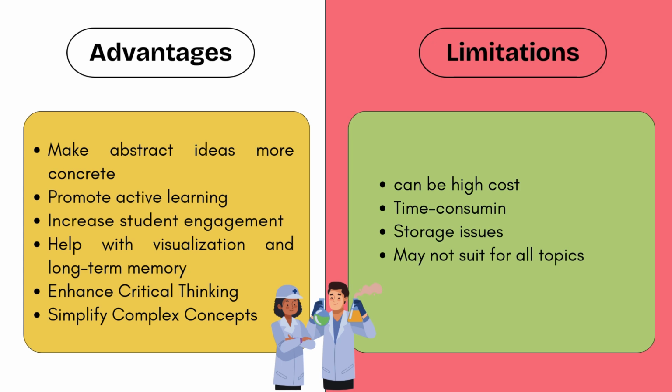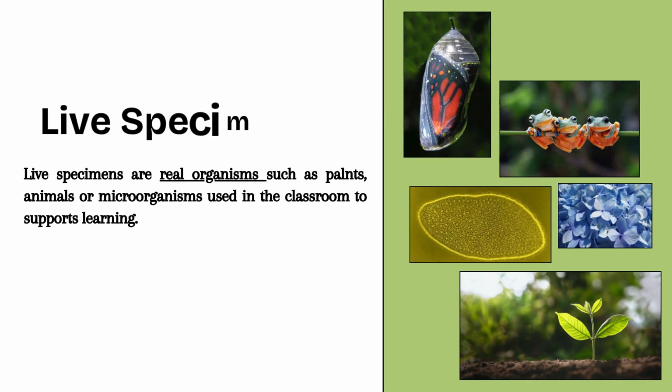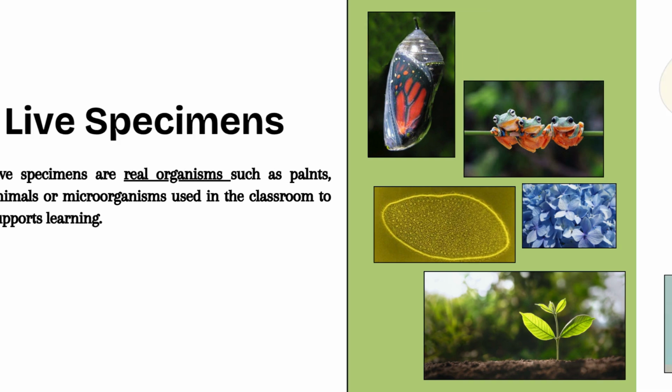Now that we understand models, let's move on to the next teaching aid, live specimens. Do you remember in the classroom when the teacher used different kinds of plants, or when we watched a caterpillar turn into a butterfly? Those are examples of live specimens. Live specimens are real, living organisms, plants, animals, or microorganisms, used in the classroom to support learning. They allow students to see and interact with living things directly. They are especially used in science subjects like biology, environmental studies, and agriculture.